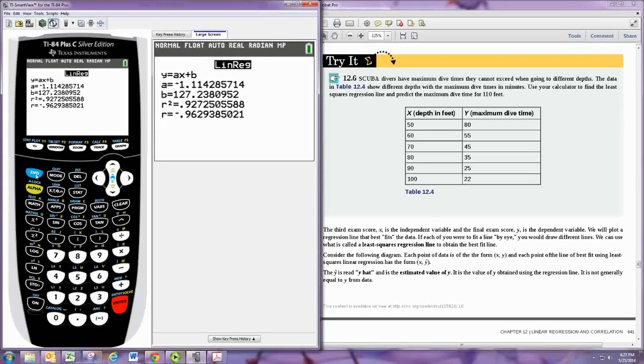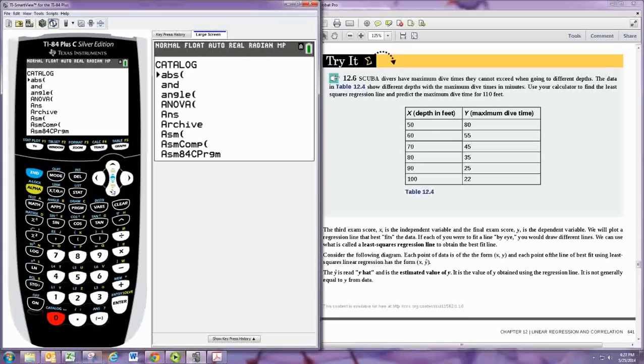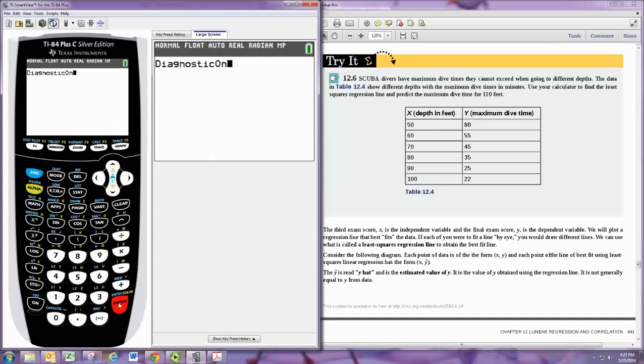So here's what you do. First time doing this, you'll have to go to the catalog, second 0, and then go down or hit the D button and go to the D's and then go to DiagnosticOn. And among other things, DiagnosticOn will make those things appear. Hit enter again, it's done. All right, so you shouldn't have to do this again unless you reset your calculator.